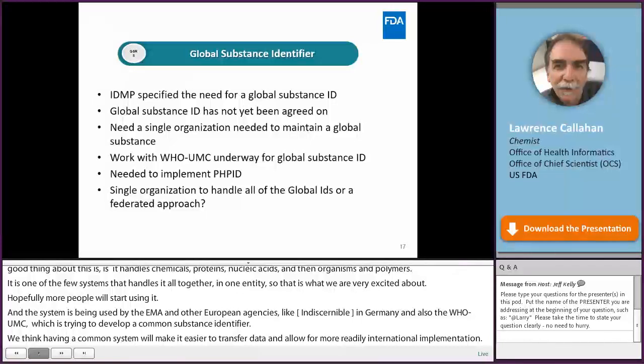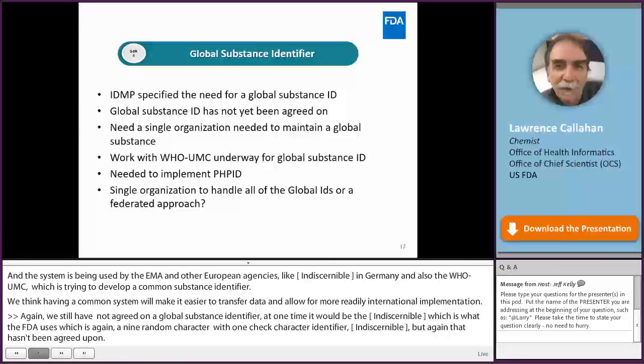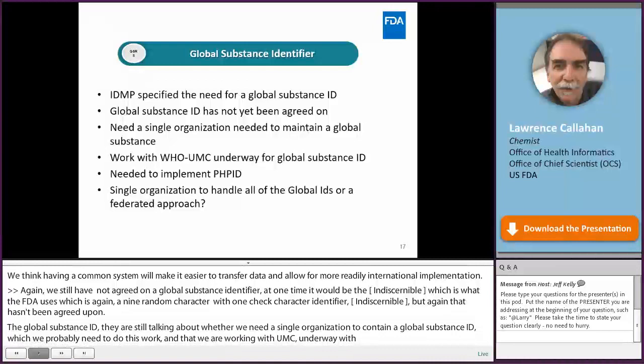In the global substance ID, there's still talk whether we need a single organization to contain a global substance ID, which we probably need to do this work. And then we're working with WHO UMC to work on what could be a global substance ID that they may maintain. Since they deal with countries throughout the world, they're probably in a better place to maintain an actual global ID than we are at FDA.